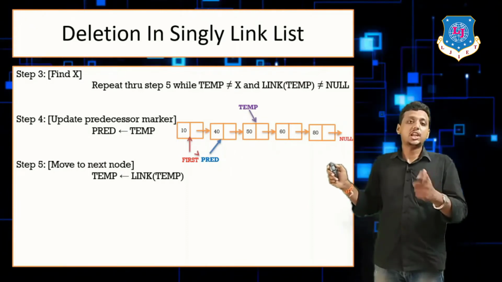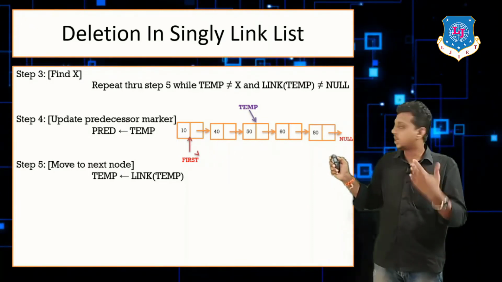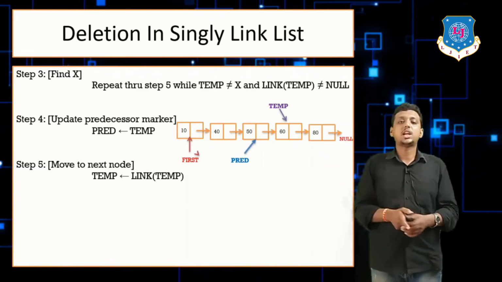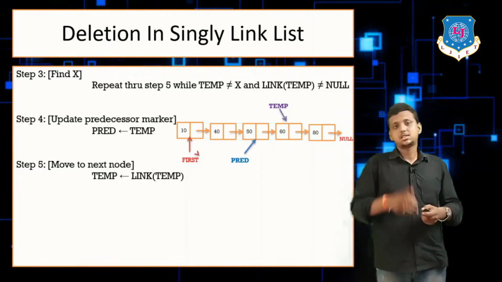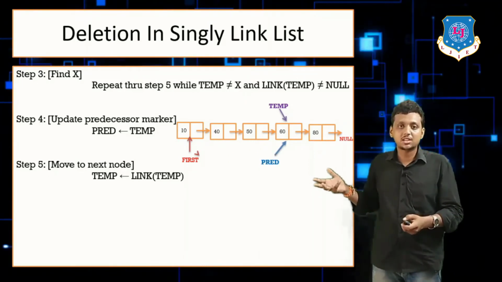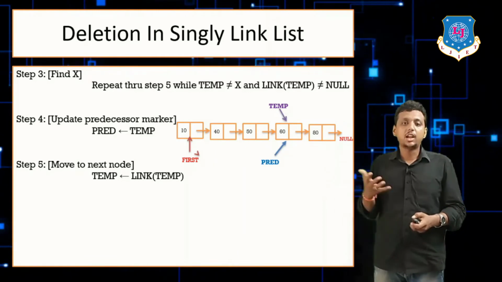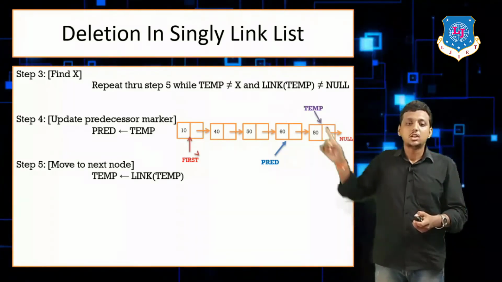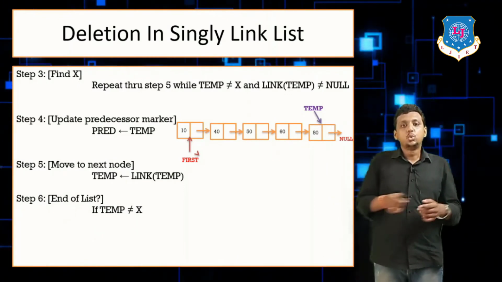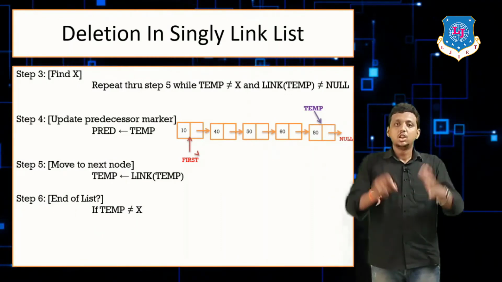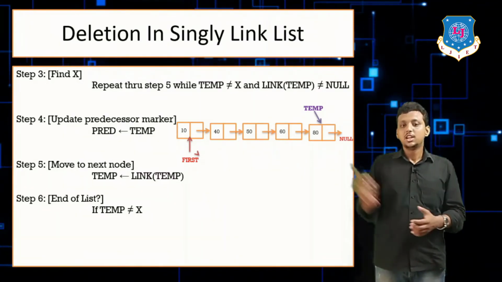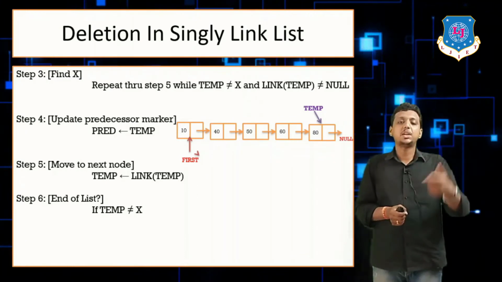Now again check: is temp equal to x? No. So again move further. Temp will move further and pred will move further. Now check: is temp equal to x? Yes, you say. But where is x? I didn't write x over there. So this is my temp and this is my pred. Students, you reached the end of the linked list and still didn't find any x. Now the condition link of temp not equal to null becomes false.